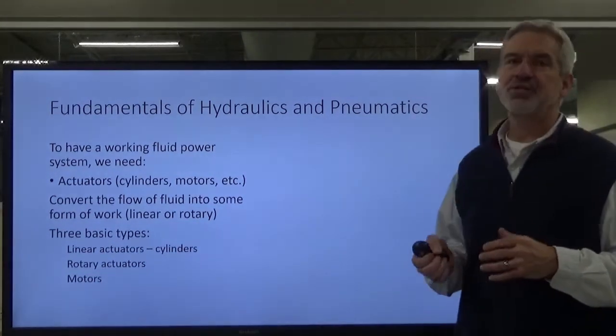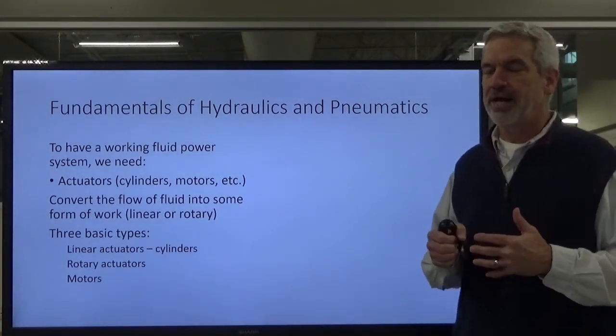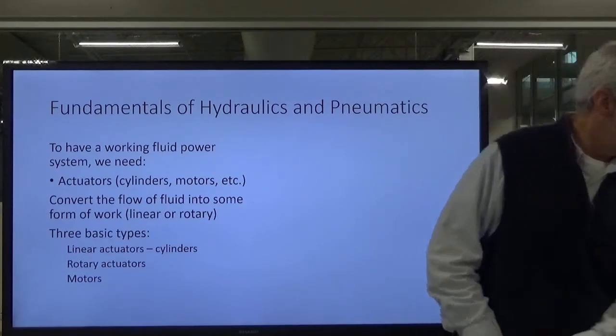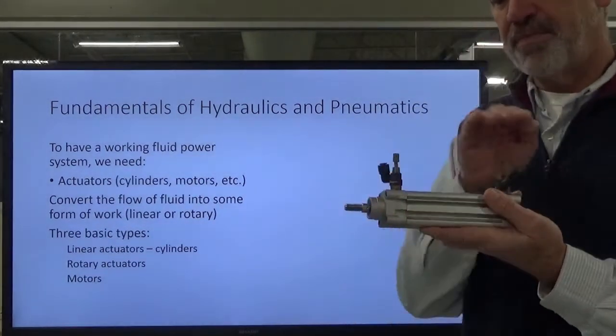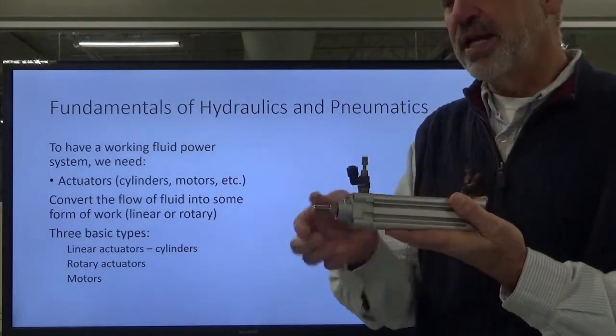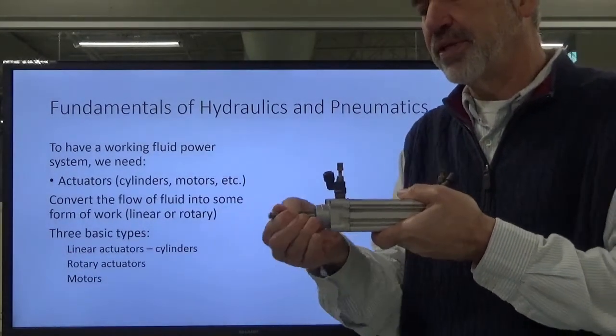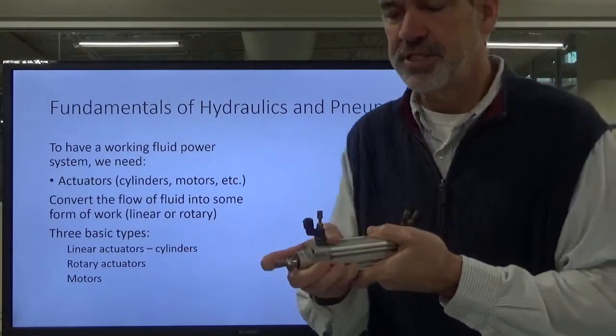Now actuators can come in a couple of different ways. They can be cylinders. I believe I showed you one in a previous lecture, a cylinder that turns our flow of fluid into a linear motion. Linear work there, with a cylinder.